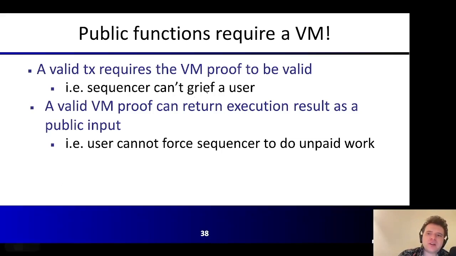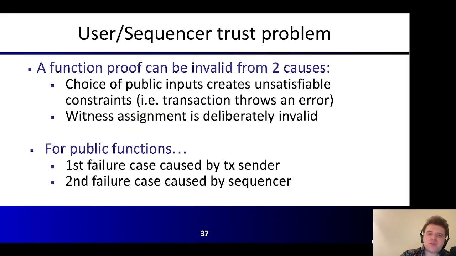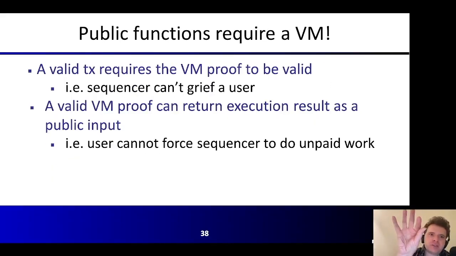By virtual machine, what we mean is that instead of converting a program directly into a ZK circuit, you convert the program into virtual machine opcodes, and then you have a ZK circuit that evaluates a sequence of VM opcodes. You need this abstraction because now you can distinguish between these two failure cases from before. Basically, if the transaction fails because it throws an error, then the VM proof will still succeed. It's just that the output of the VM proof will be zero instead of one to represent that the transaction failed.